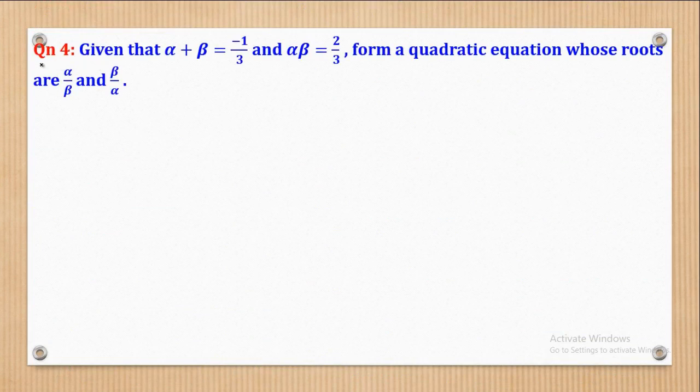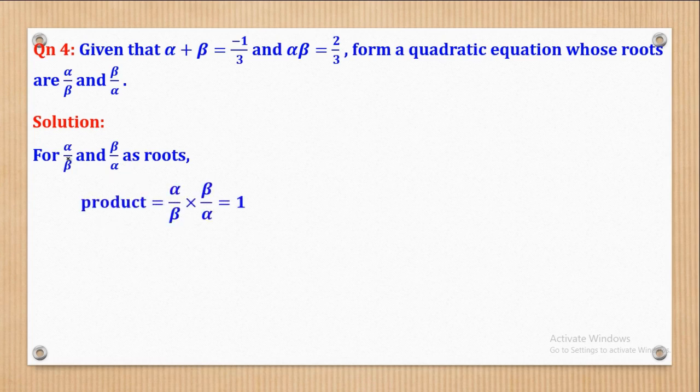So now we shall go to question 4, which says that given that alpha plus beta is equal to this and alpha beta is equal to that, form a quadratic equation whose roots are this and that. So for this and this as roots, it implies that the product will be this times this to give you this. So this cancels and this cancels to remain with positive 1.